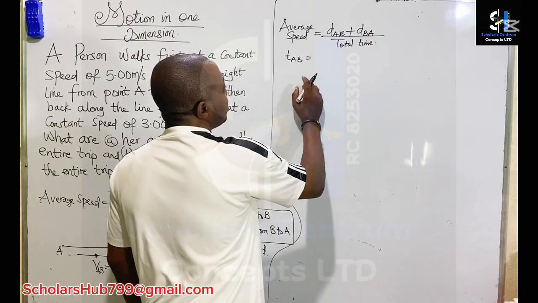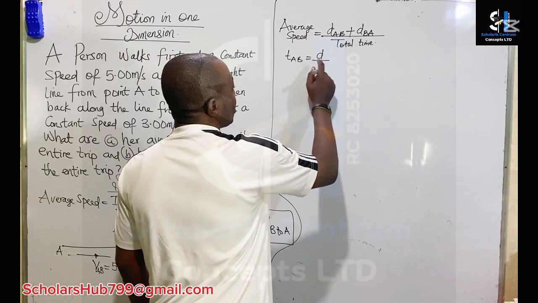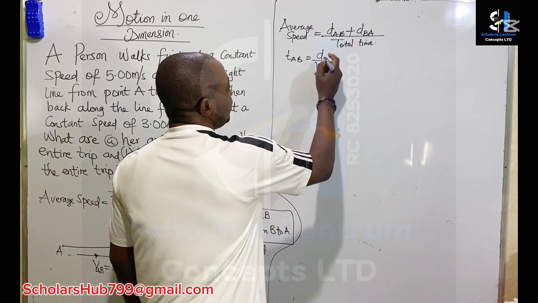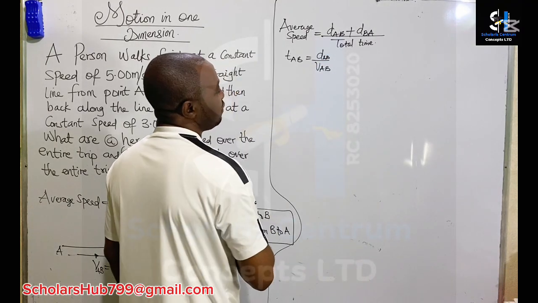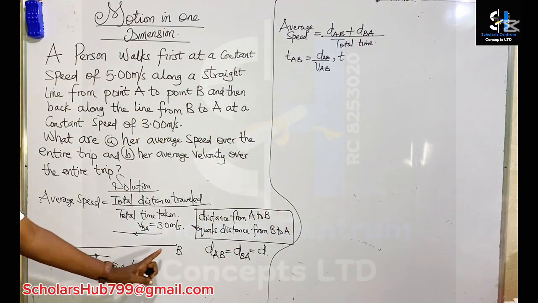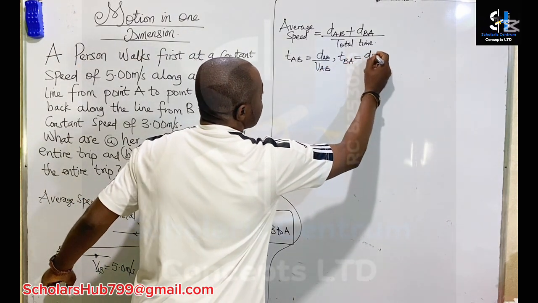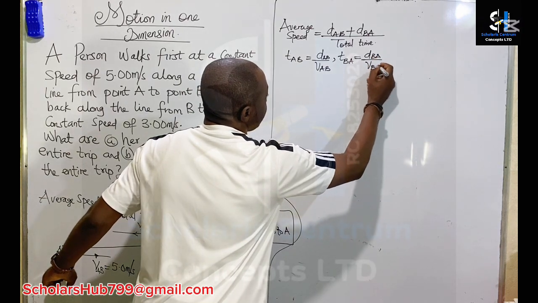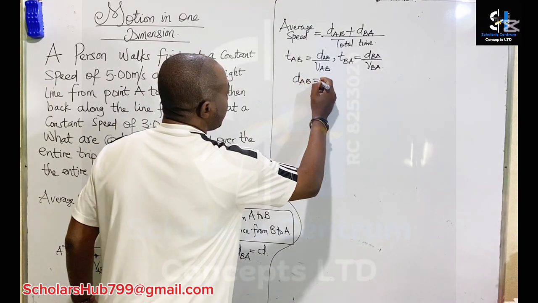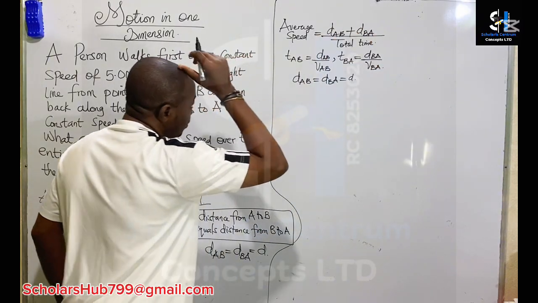Time will be distance over speed. So we have VAB, that is DAB over VAB. Then when she walks from B to A, the time will be TBA, which will be DBA over VBA. And let's not forget that DAB is equal to DBA, and that equals D. So let's go back to what we have here.